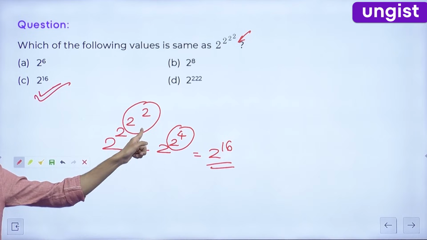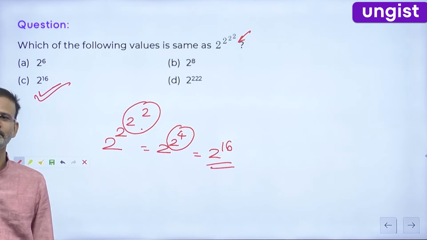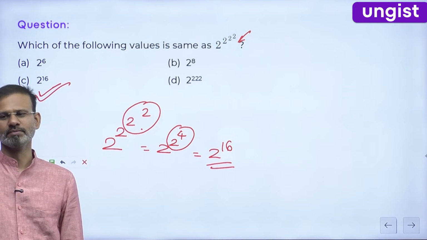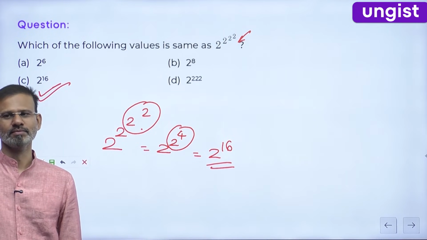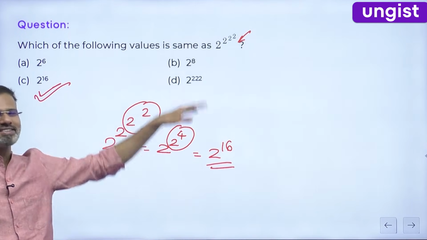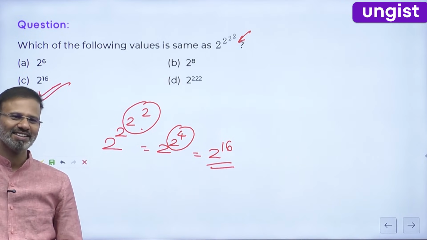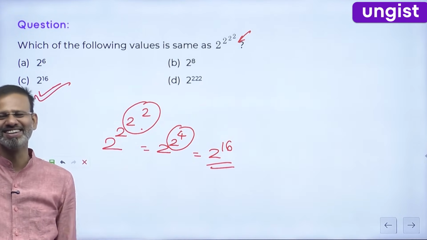ये कितना हुआ? 4 हुआ? Now 2 raised to the power 4 is what? हाँ, ये ऐसे मल्टीप्लाई नहीं हो जाएगा सीधे सीधे. प्लीज ऐसे मत कर दीजिएगा. ये सही है प्लीज.